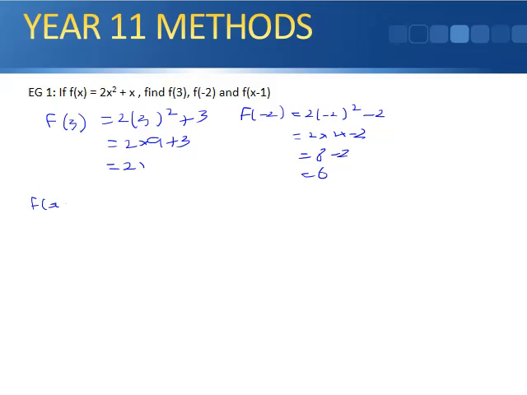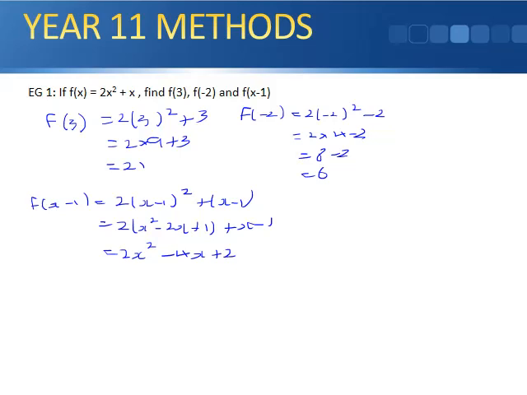And f of x minus 1, I get 2(x minus 1) squared plus x minus 1. I'll need to expand the brackets. I get 2 times x squared minus x, and minus x is minus 2x, plus my 1, plus x minus 1, which means I've got 2x squared minus 4x plus 2, plus x minus 1, and when I simplify that, I get 2x squared minus 3x plus 1.